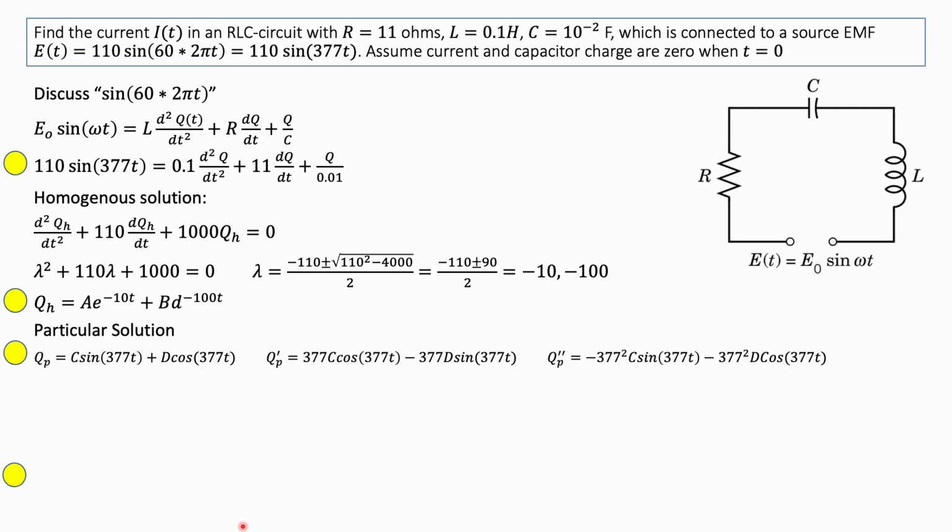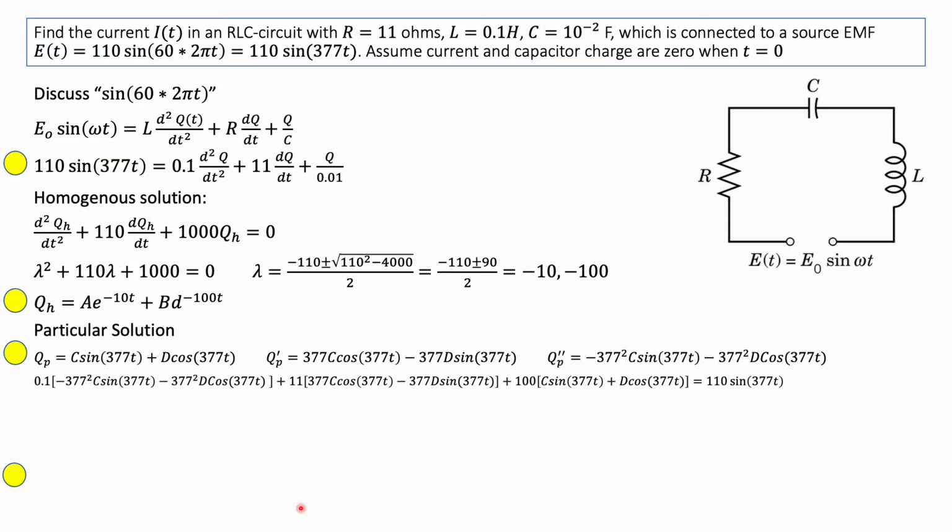Now for the particular solution, because the forcing function has sine 377t, let's assume the particular solution has the form c times sine 377t plus d times cosine 377t, just like we did in the previous two examples. Then in small font I've written here qp prime, qp double prime, the derivatives. And then we write the differential equation. This is 0.1 times qp double prime plus 11 times qp prime plus 100 times qp equals the right hand side.